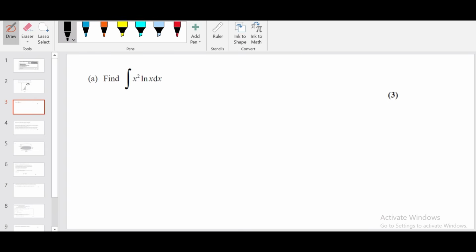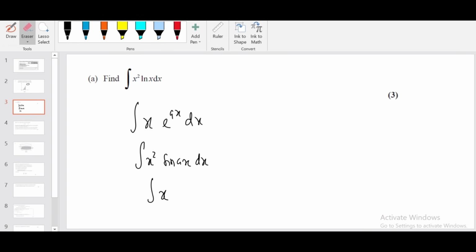Part A, find the integral of x squared ln x dx. You need to remember, whenever you get x squared e to the power of something x dx, or x squared sin x or cos x dx, or x to the power of anything, and then ln x dx, these are all integration by parts. You can integrate them by applying integration by parts. So I'm going to apply integration by parts here.